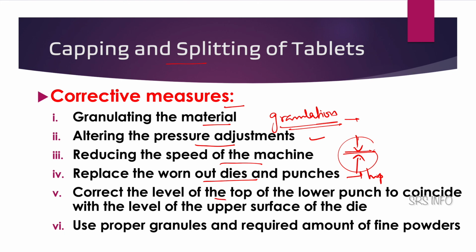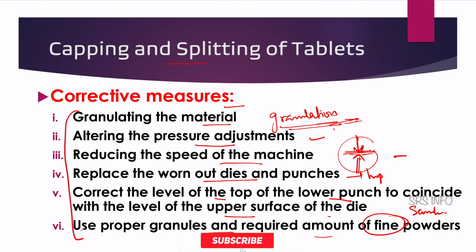And correct the level of the top and lower punch to coincide with the level of the upper surface of the die. Adjust the position of the upper punch, lower punch and die. The position of these dies and punches is also very important. If it pushes on the side of the tablet, then again there is a tendency of splitting of the tablet. The shape may vary. Then use proper granules and the required amount of fine powders. The use of fine powder is a very sensitive area. The quantity of the fine powders plays one of the most important roles in the process of granulation. So these are the corrective measures to control or minimize the capping and splitting of tablets.